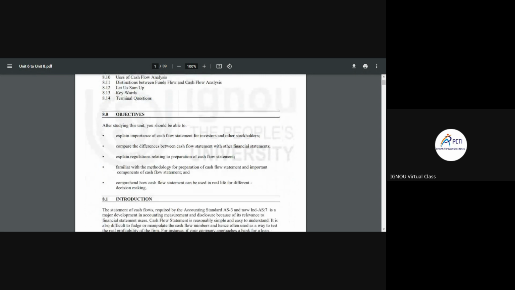So, if we are just talking about the objective of the cash flow statement for investors and stockholders, we need to show the importance and explanation of cash flow. Then we need to compare.